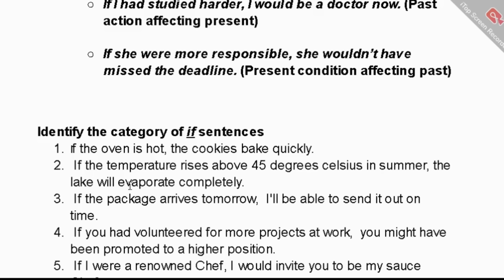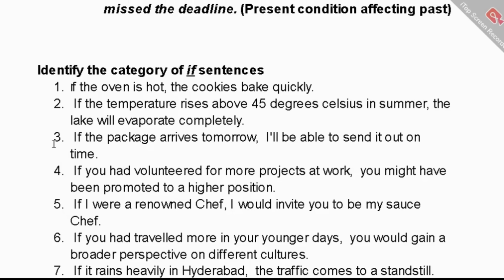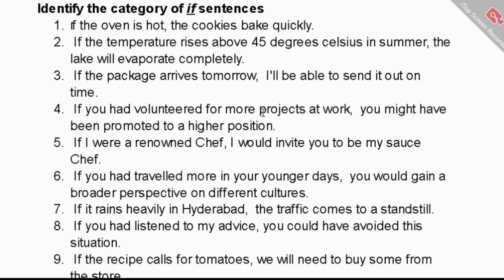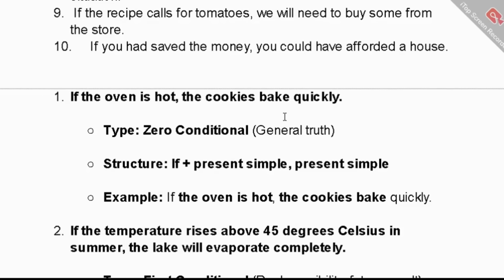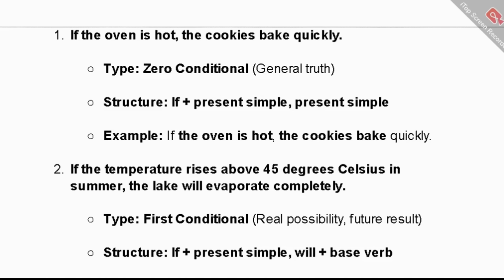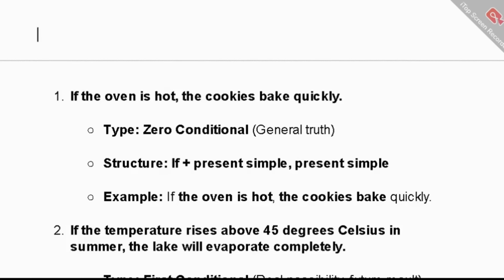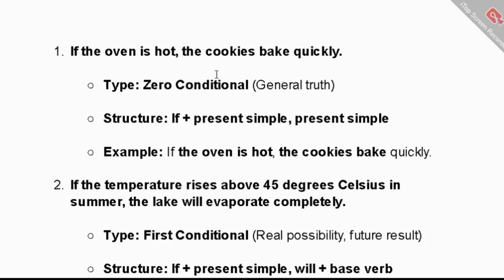Now let's discuss the exercises which you have in your textbook. So here we have the first exercise. Identify the category of if sentences. Now if sentences means the types of conditional. So in your exam you will get some sentences and they'll ask you to identify the types of conditional. Now how will you identify it? Based on the structure. So it's very important for you to memorize all the structures. That video also has been uploaded in detail. You can watch that video, or else here I'm explaining in detail all the structures one by one.